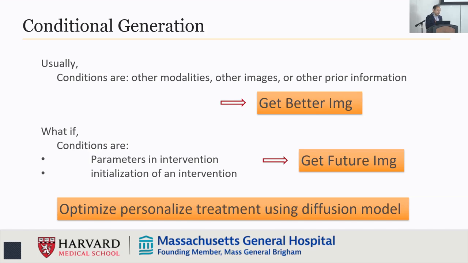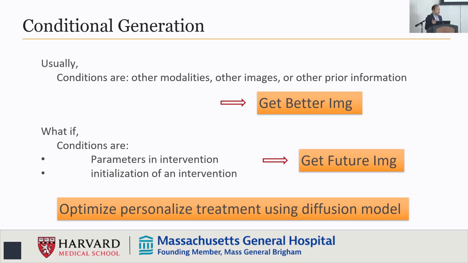So what we try to do is this: since all these generative models can generate an image that you didn't see, why not use it for intervention? Basically, we try to predict future images. If you give some intervention, what will the result look like? By doing this, instead of improving the image, we try to get rid of unnecessary scans. That's the difference between this and most other conditional generation. If you can do this, then you can optimize personal treatment using the diffusion model or generative model.